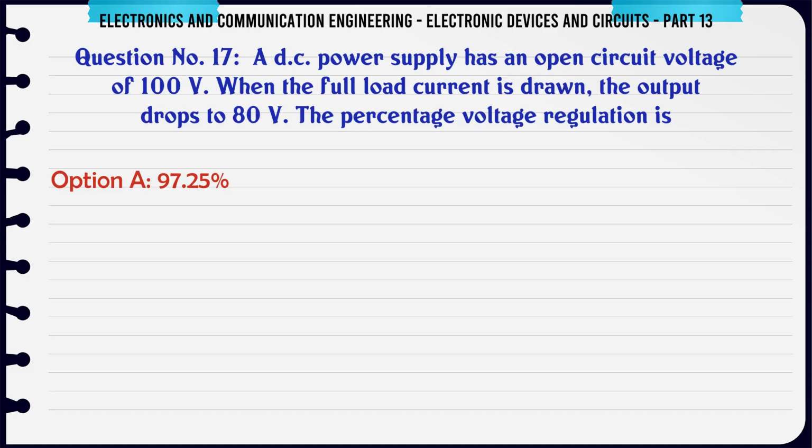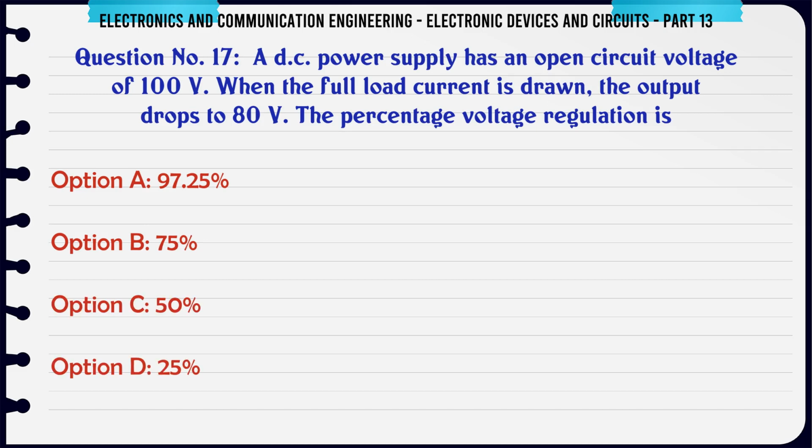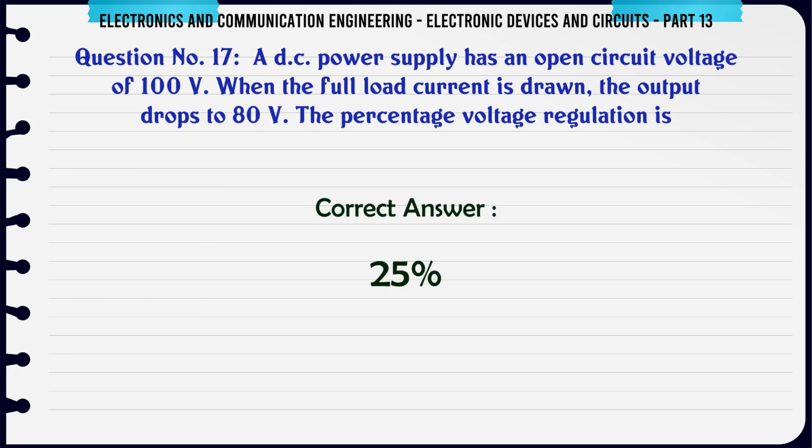A DC power supply has an open circuit voltage of 100 V. When the full load current is drawn, the output drops to 80 V. The percentage voltage regulation is: A. 97.25, B. 75, C. 50, D. 25. The correct answer is 25.